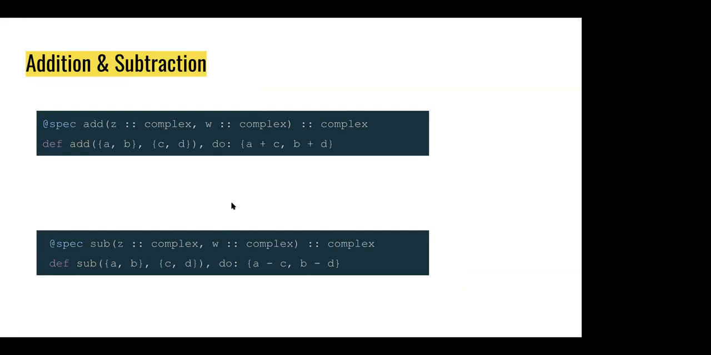Addition and subtraction is pretty easy, even easier than multiplication. Again, pattern matching, except this time we're adding the first elements and putting it in the first part of the tuple, and then likewise for the second, the imaginary part. For subtraction, very much the same, except of course now we're minusing. So it's A minus C and then B minus D.